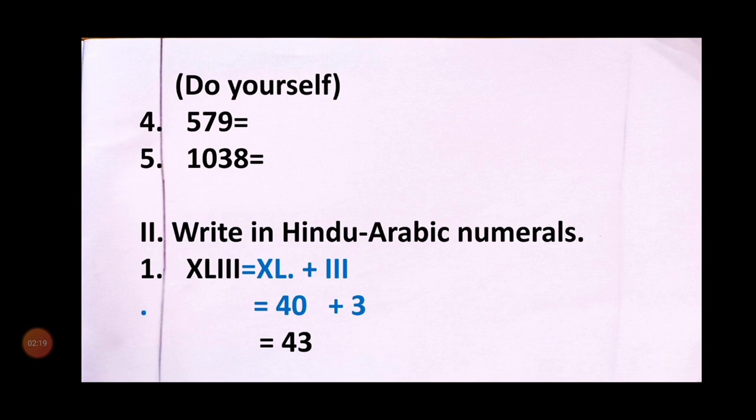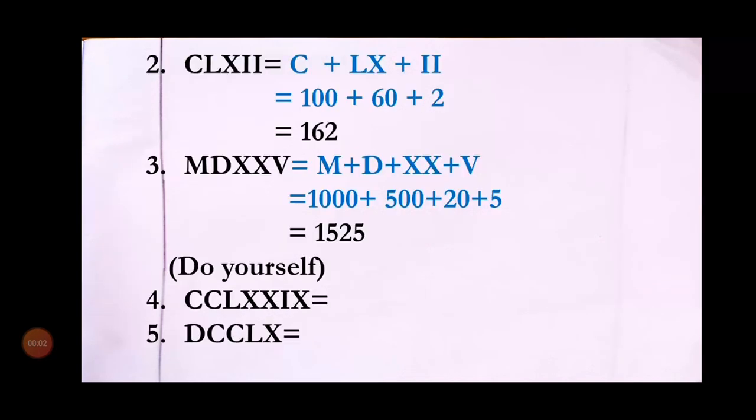The first one, XLI is equal to XL plus I. What is the value for XL? That is 40. 40 plus I means 3. So 40 plus 3, 43.